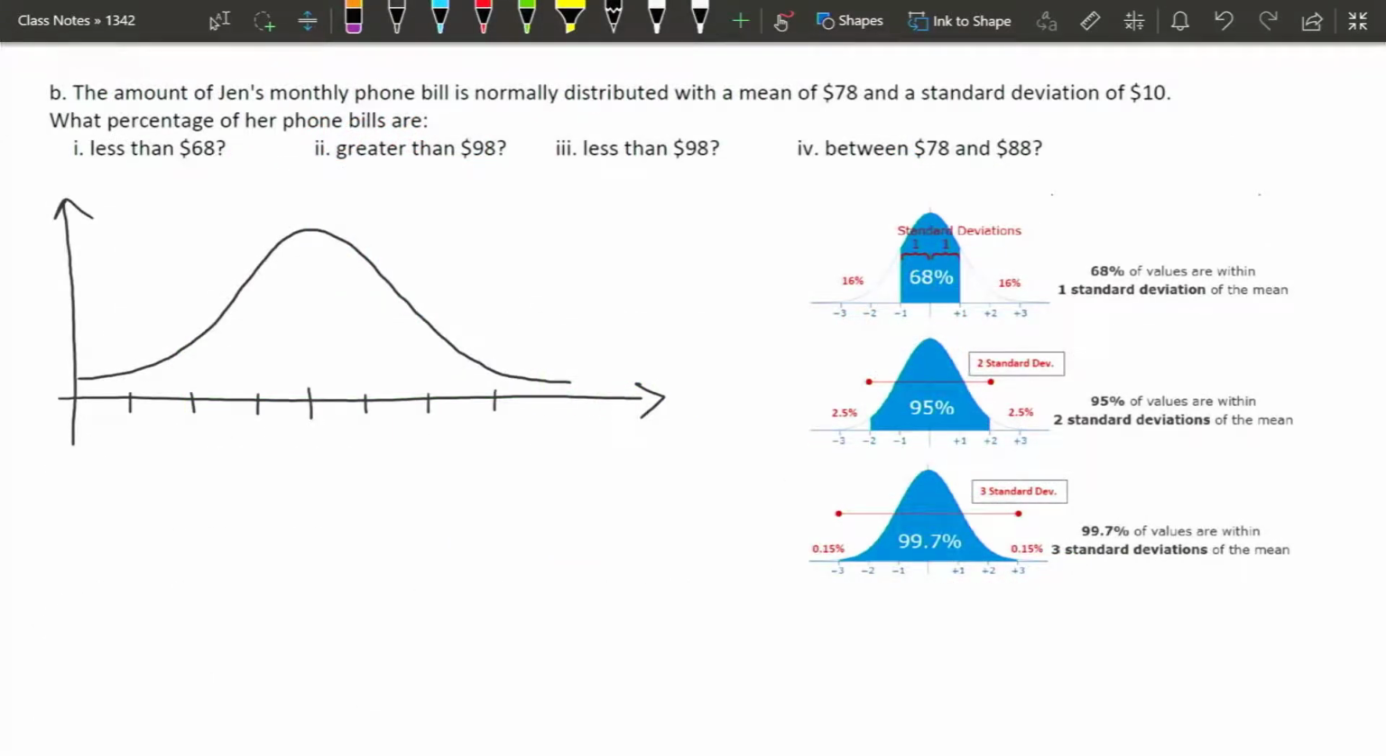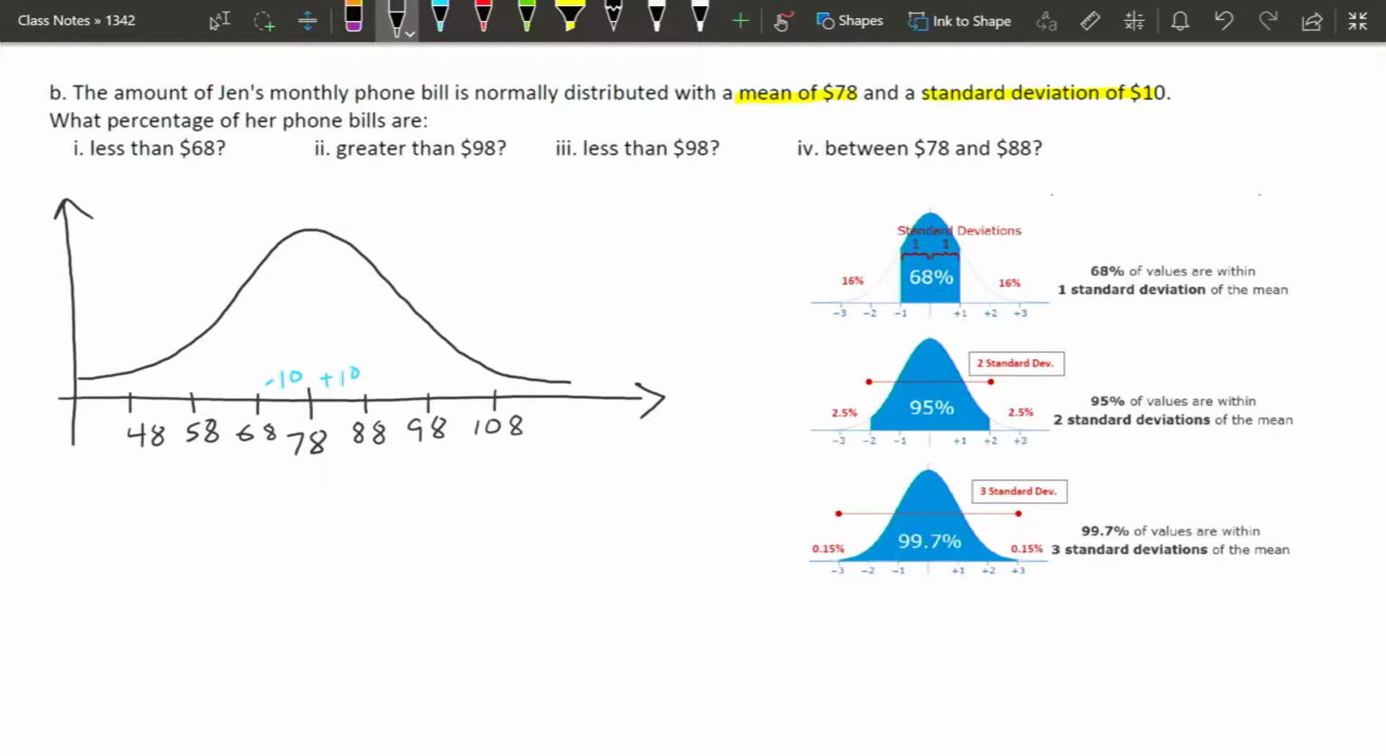On this one, it says the amount of the monthly phone bill is normally distributed with a mean of $78 and a standard deviation of $10. So the mean again is in the middle, 78 down the middle. And then the standard deviation, let's add the 10 and subtract the 10. If we add 10, it would be 88. If we add it again, it would be 98. And if we add it a third time, it would be 108. If we subtract 10 from 78, it would be 68. Subtract it again, 58. Subtract it again, 48.